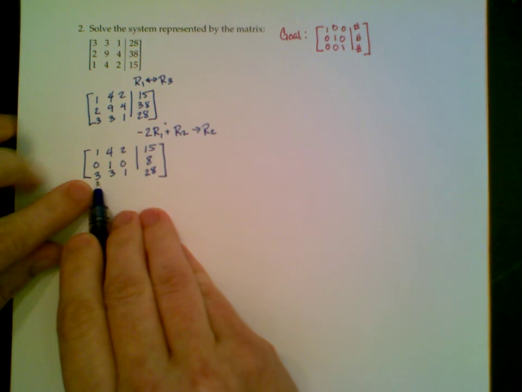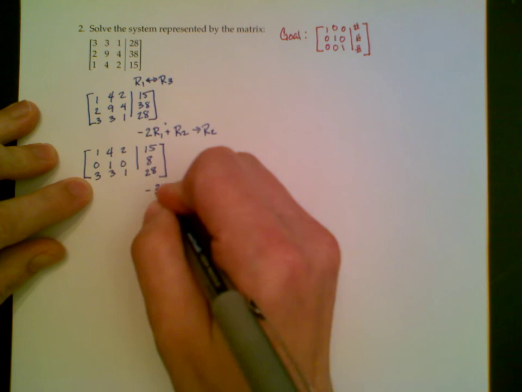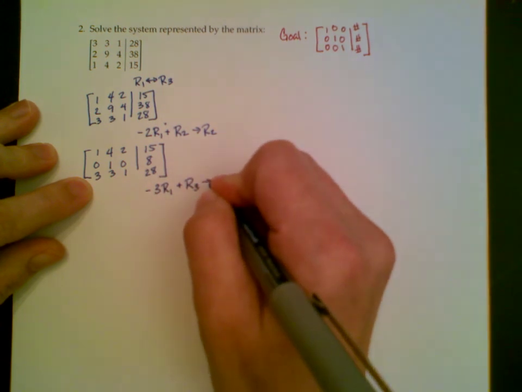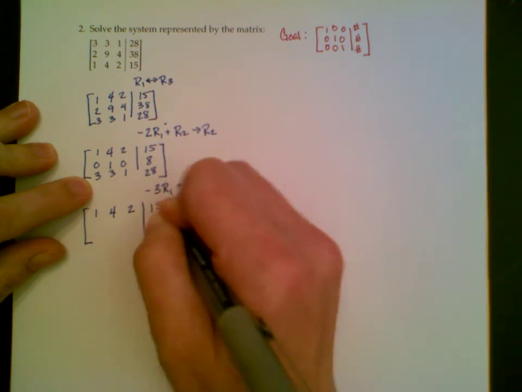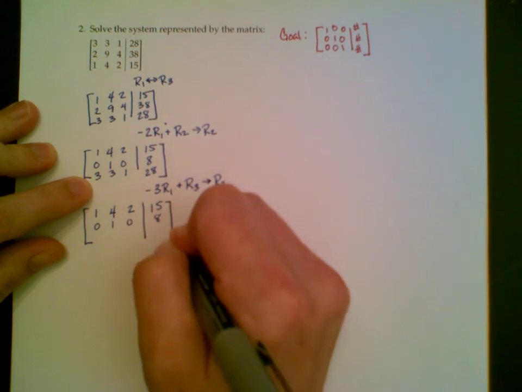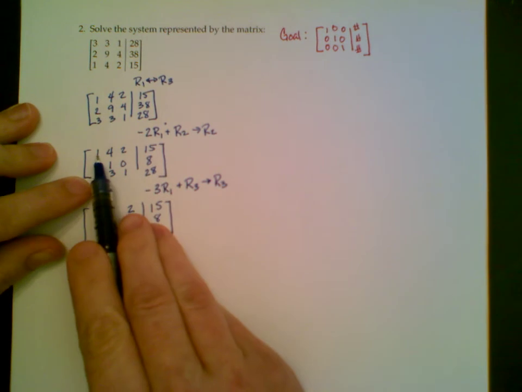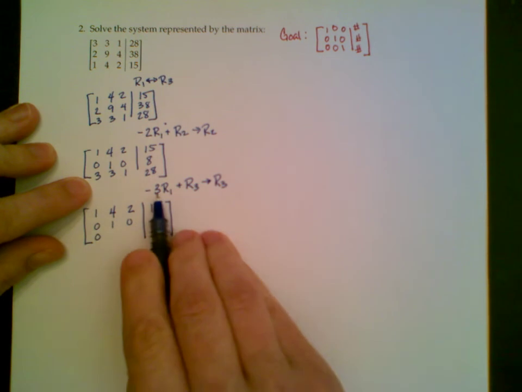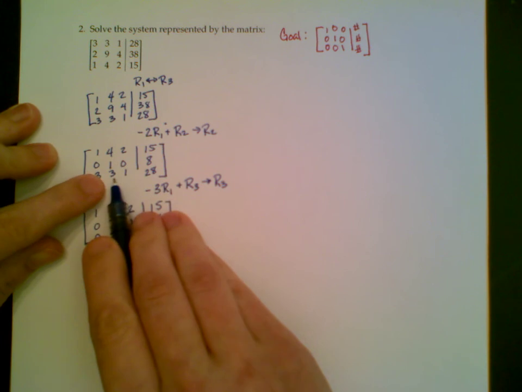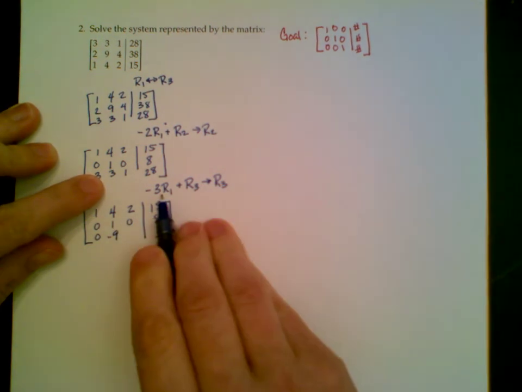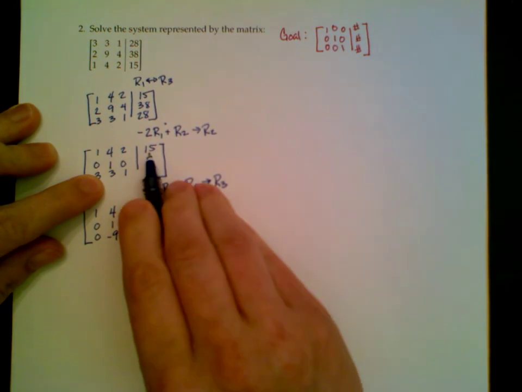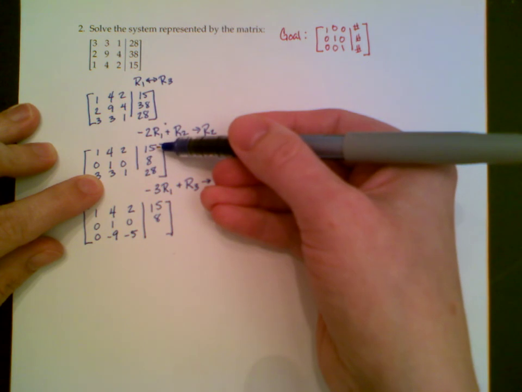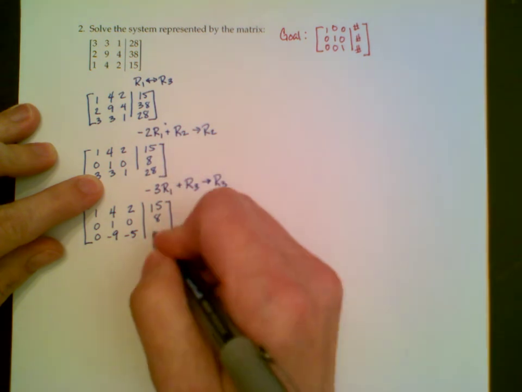And then I just recopy row 3. So now I need to change this 3 into a 0. I'll do that by negative 3 times row 1 plus row 3, because that's where that 3 is, and store that in row 3. I will recopy the first 2 rows as they are, because they're not changing with this row operation. And negative 3 times 1 is negative 3, plus 3 is 0. Negative 3 times 4 is negative 12, plus 3 is negative 9. Negative 3 times 2 is negative 6, plus 1 is negative 5. Negative 3 times 15 is negative 45, plus 28 is negative 17.